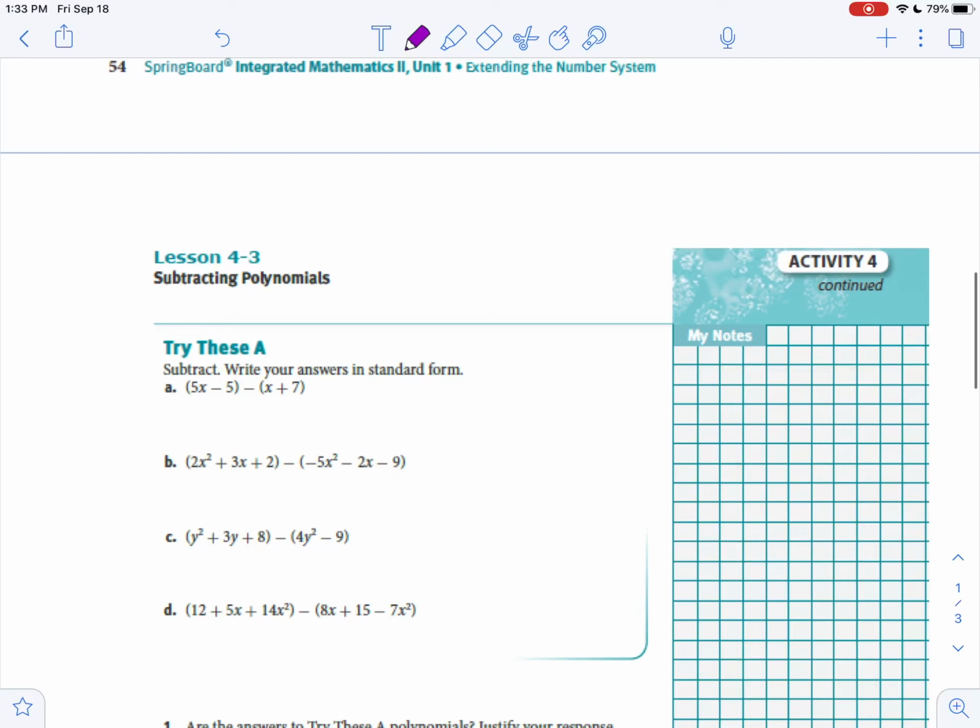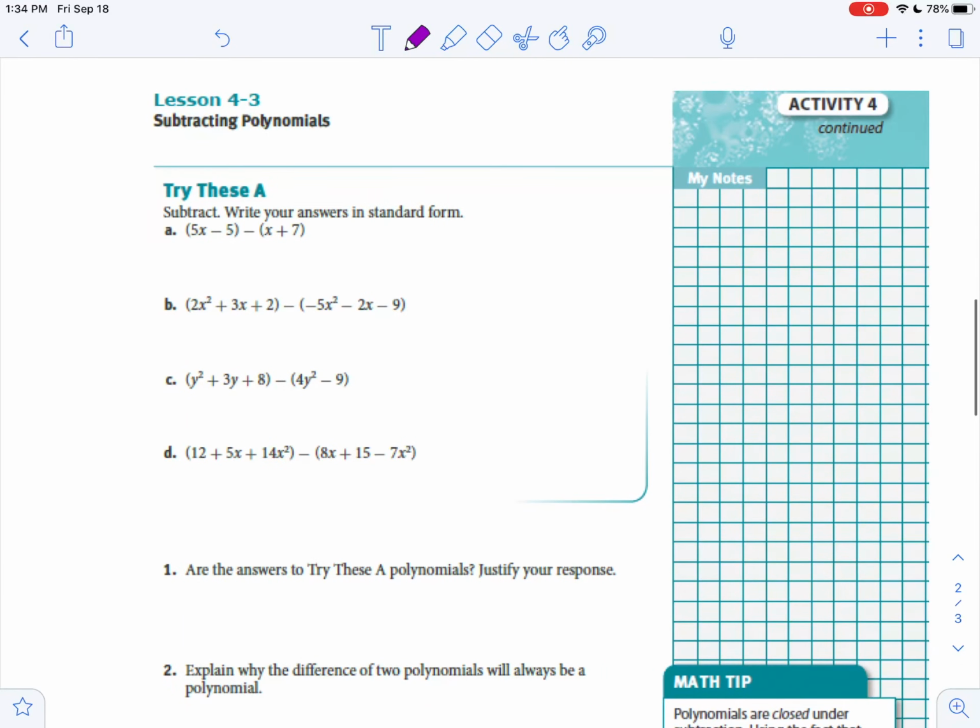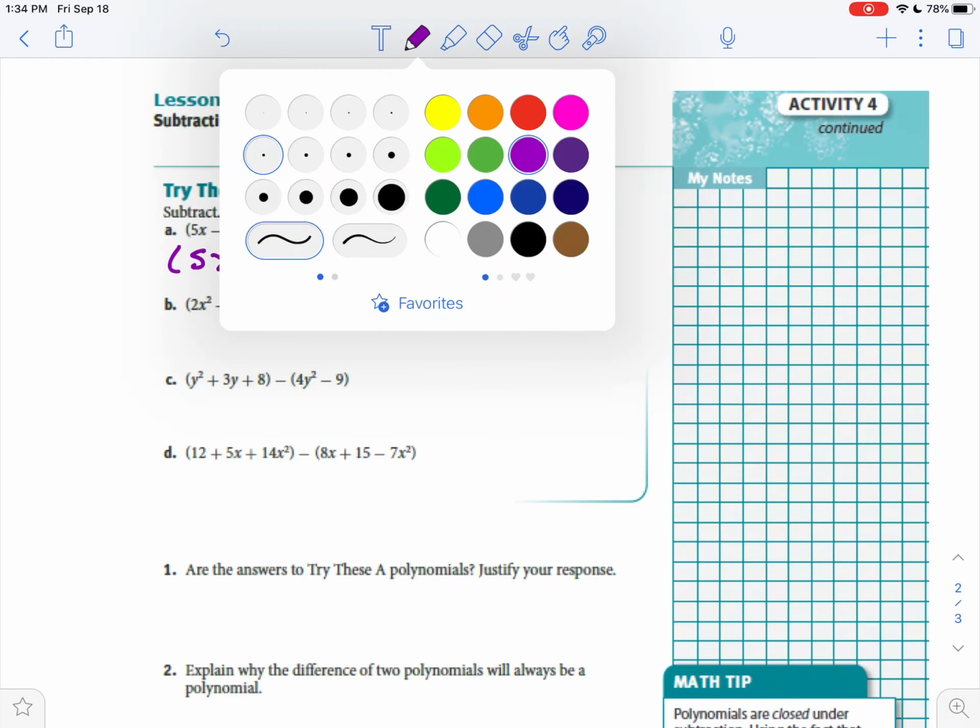Again, you can do them vertically if you want, but I don't usually do that. What I'm going to have us do on subtraction is always make a second problem. If you don't do that, you may make a mistake. The first polynomial never changes, so we're just going to keep that alone. That's 5x minus 5. But then we're going to change to addition and distribute that negative. Negative times x is negative x. Negative times 7 is negative 7. Now it's addition and we're just combining like terms again.